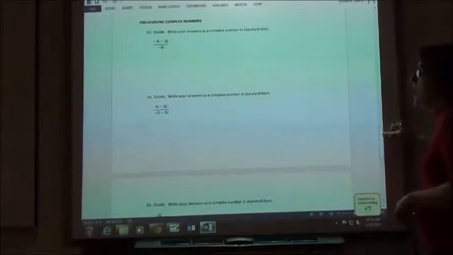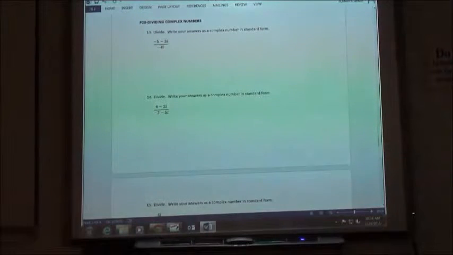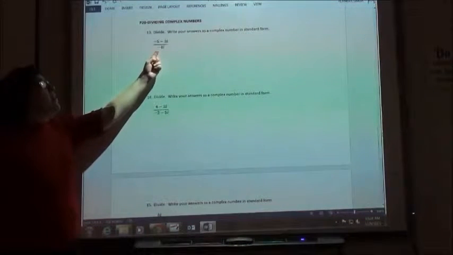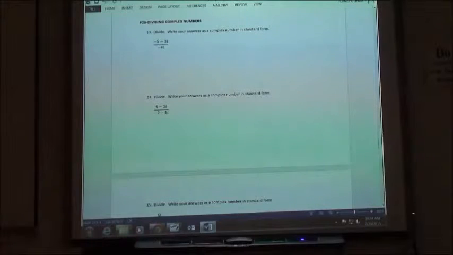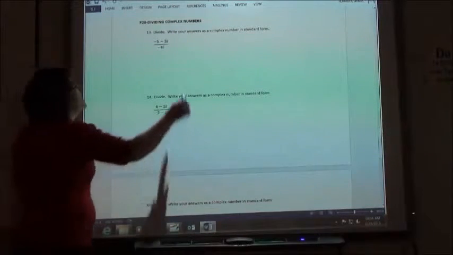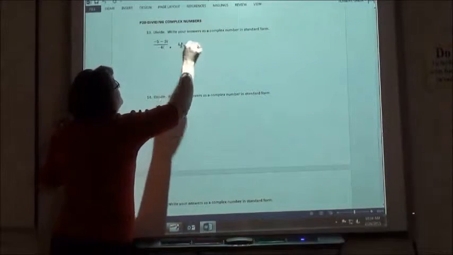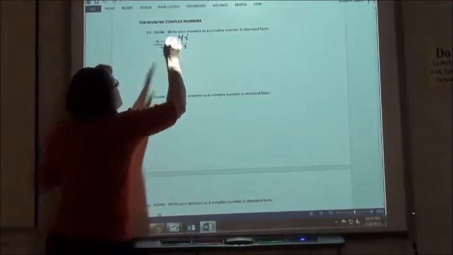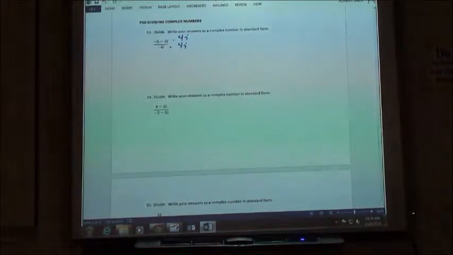Now, when I have complex numbers and I'm dividing, what I'm going to do is what they call multiplying by the conjugate of the denominator. On the conjugate of the denominator, you use the opposite of whatever's in front of the i. Okay? So in this case, I'm going to multiply both the top and the bottom by a positive 4i. Since there's a negative 4i on the bottom, I'm going to multiply by the opposite, positive 4i.